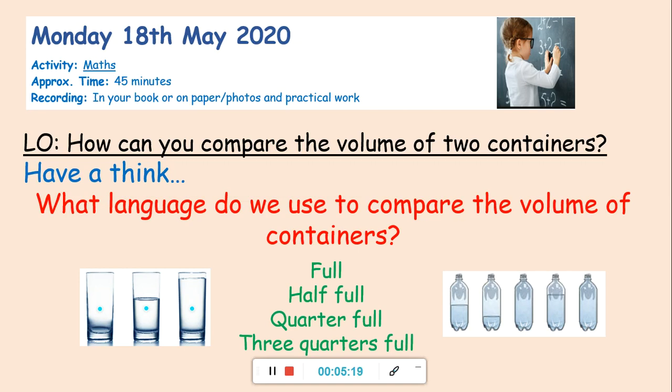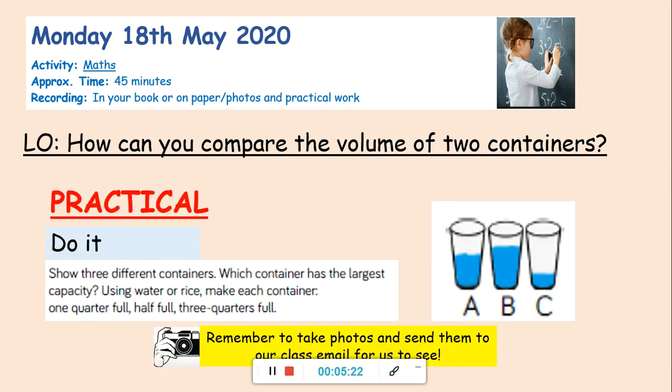Now, what I want you to do today is to explore practically. So what you'll do is show 3 different containers. You're just going to get 3 different containers. It can be cups, it can be jugs, it can be saucepans, bottles, it can be anything you've got. I want you to tell me which has the largest capacity. So which one would fit the most liquid or rice. So once you've decided that, you might want to put it in order and take a picture.